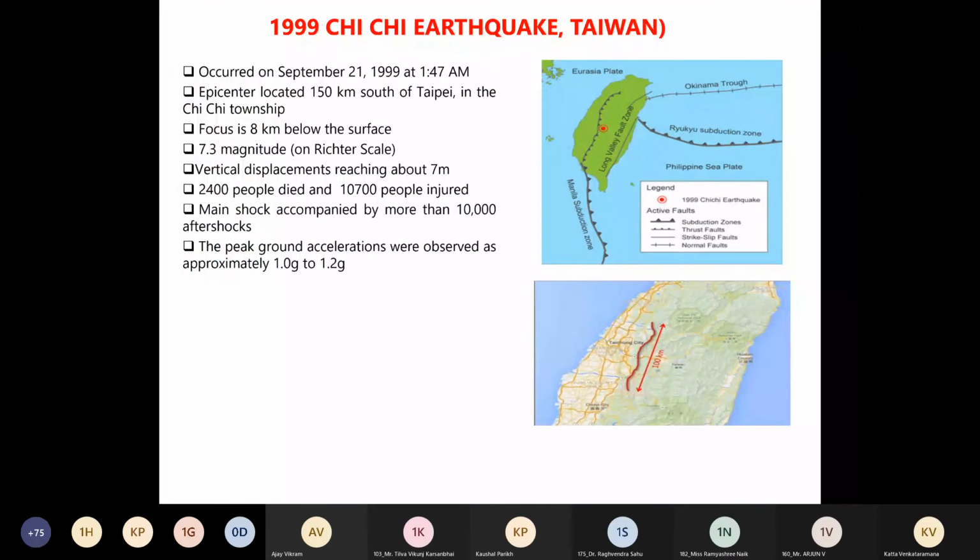This is 1999 Chichi earthquake. It happened on September 21, 1999. Shallow focus earthquake, only 8 kilometers focal depth. So large scale damage happened here. Magnitude 7.3. Vertical displacements reaching about 7 meters. 2,400 people died and 10,700 people injured. Main shock accompanied by more than 10,000 aftershocks. And the peak ground acceleration was 1 to 1.2 G.